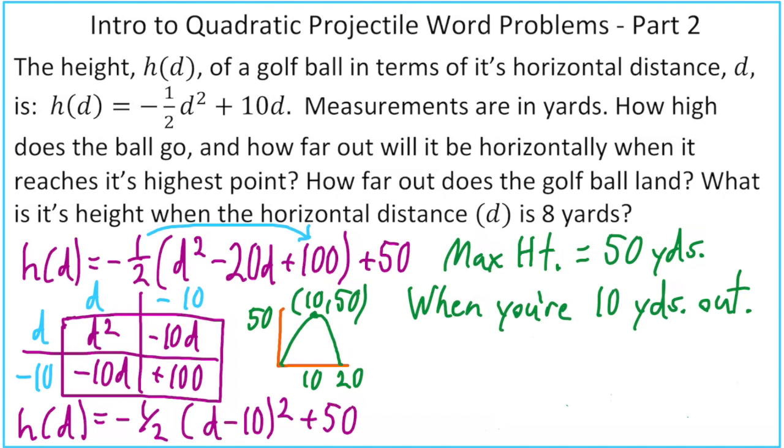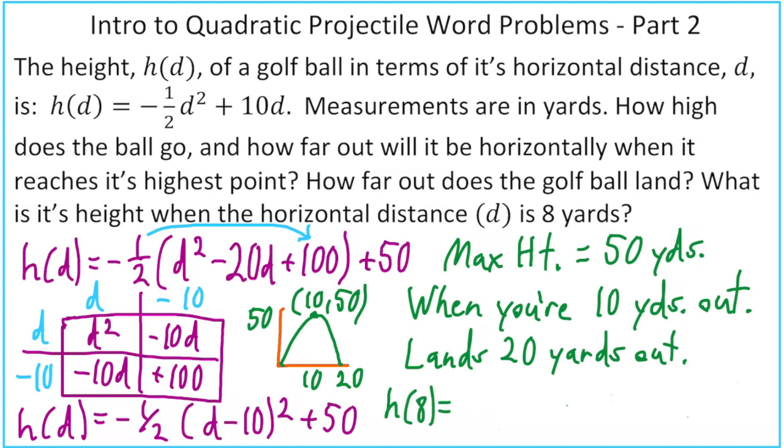Next question, how far out does the golf ball land? Notice that this is also asking basically what our x-intercept is, or in this case, our d-intercept. So you can see on the graph that the ball lands 20 yards out. So the last question is, what is its height when its horizontal distance is 8 yards? So this is basically just evaluating h of 8.